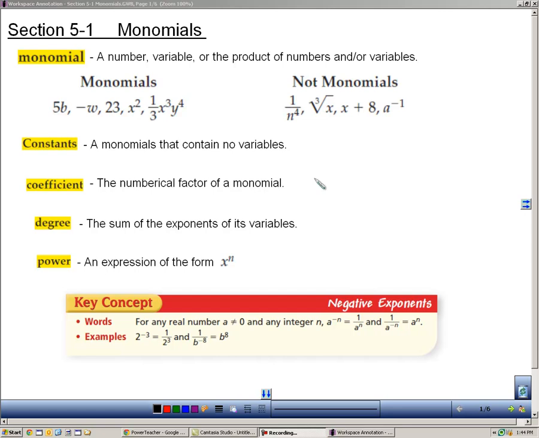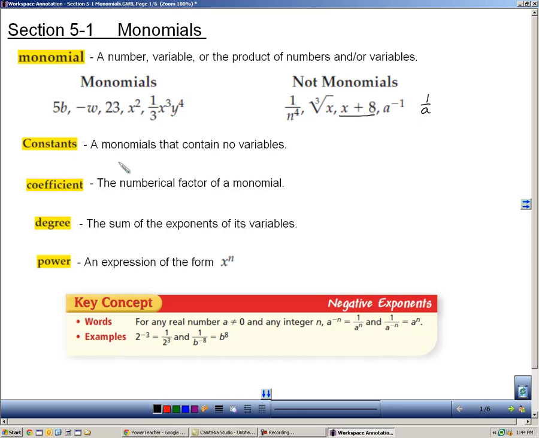Those are not monomials. This has two monomials being added together, x plus 8, but when you put them together, they're not a monomial. They're called a polynomial. And this has a negative exponent, which we'll learn in a minute is 1 over a, and we can't divide by a letter a, and so this is not a monomial. All of these over here are, however.